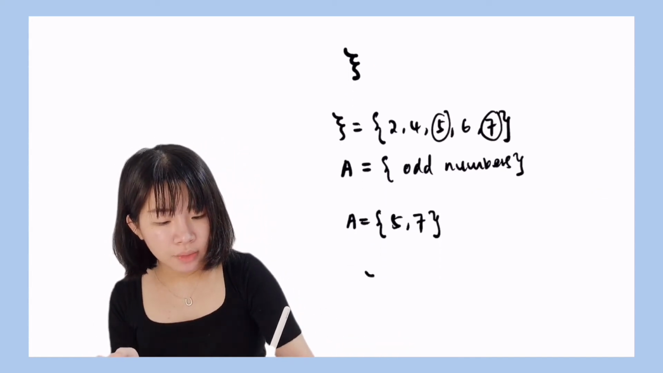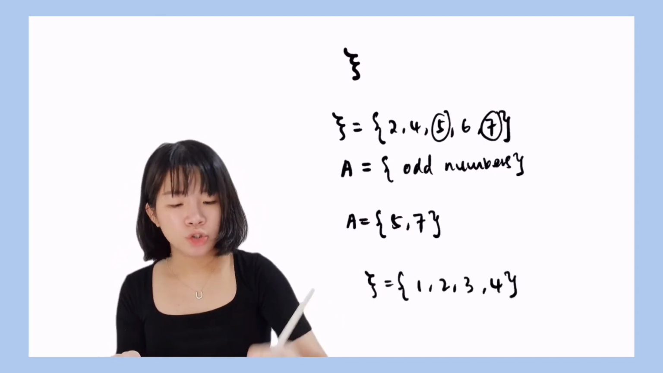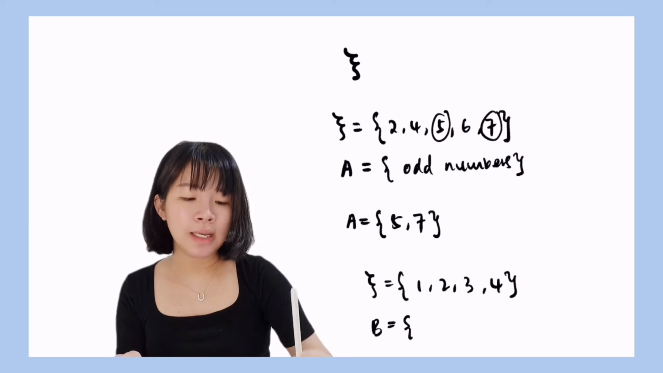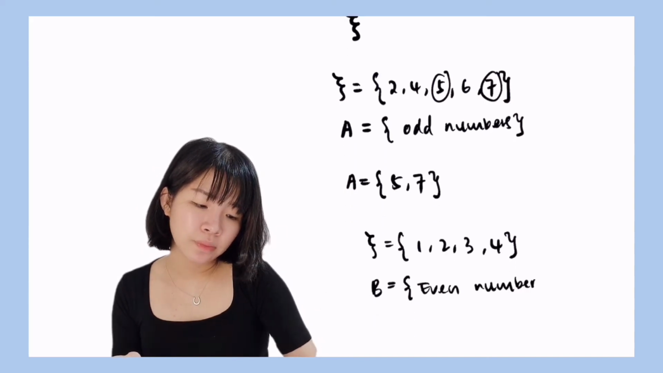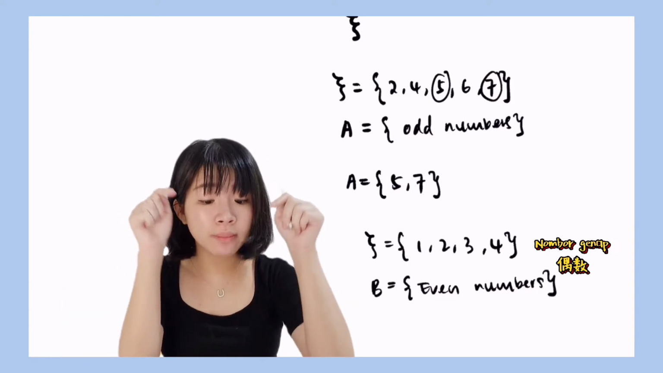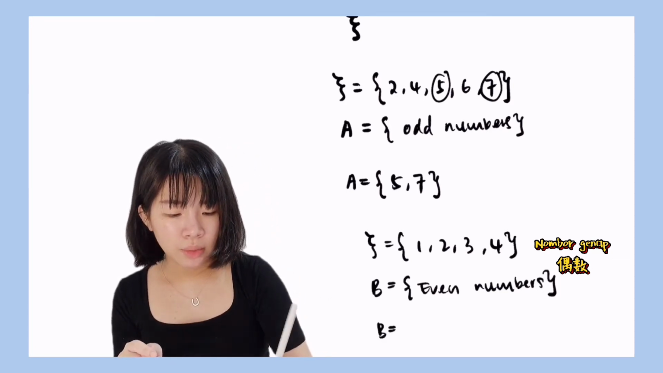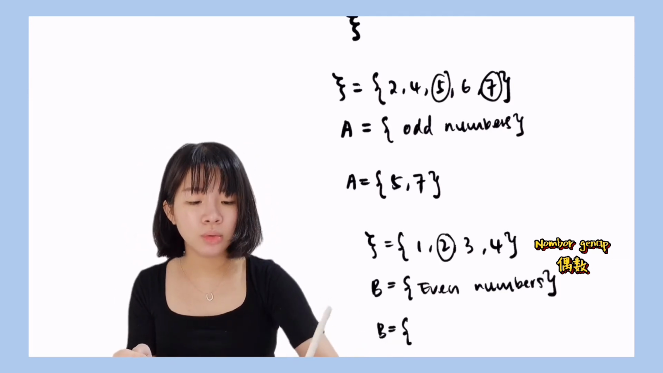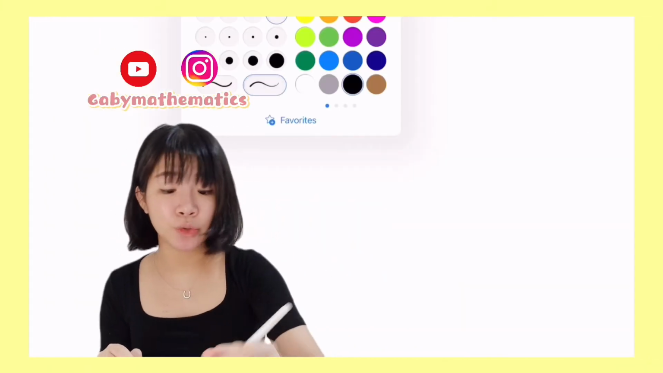If I tell you the universal set is 1, 2, 3, 4, and set B, let's say I tell you it is even numbers. Which even numbers do you want to list? You can only choose from this universal set (semesta). So even numbers 2 and 4. 2, 4.